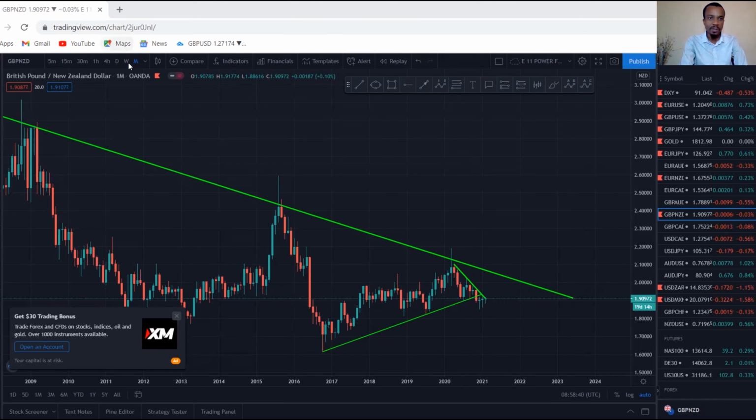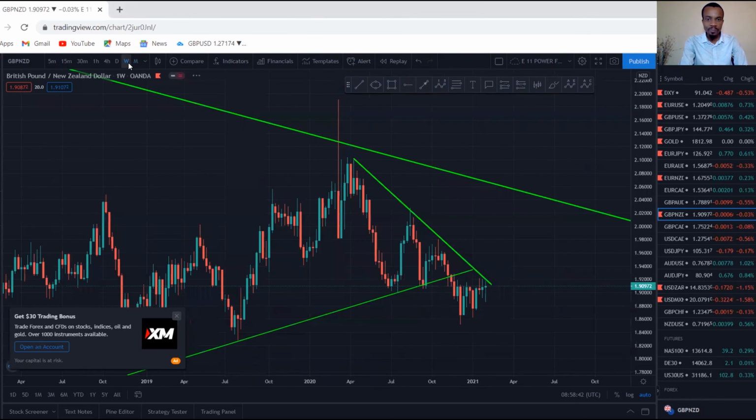So let's take a look at a weekly time frame. On a weekly time frame, as you can see, this trend here is finally broken. So now GBPNZD is trading below this trend line, and also below this downtrend. So it's trading below this uptrend trend line, and it's trading below this trend line. So GBPNZD is trading around this area.